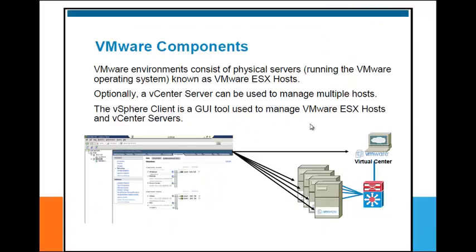So how is this VM environment managed with the help of VMware? VMware vCenter helps us to provide this configuration. We can configure 1000V on a vCenter client. The VMware environment consists of a physical server running a VM operating system on it, known as an ESXi host. vCenter server is optional. Optionally, vCenter server can be used to manage multiple hosts, but we can use the client itself. vSphere client is a GUI tool that can be used for managing the ESXi host as well as vCenter server.